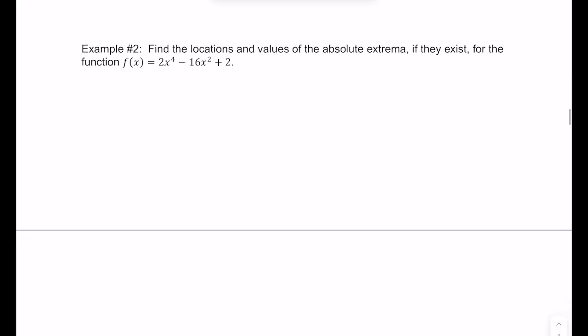So in example number 2, it says find the locations and values of the absolute extrema, if they exist, for the function f of x equals 2x to the fourth minus 16x squared plus 2. Okay, so here, notice they don't give us an interval, right? We have a polynomial function, so the extreme value theorem does not apply since the domain is an open interval from negative infinity to infinity.